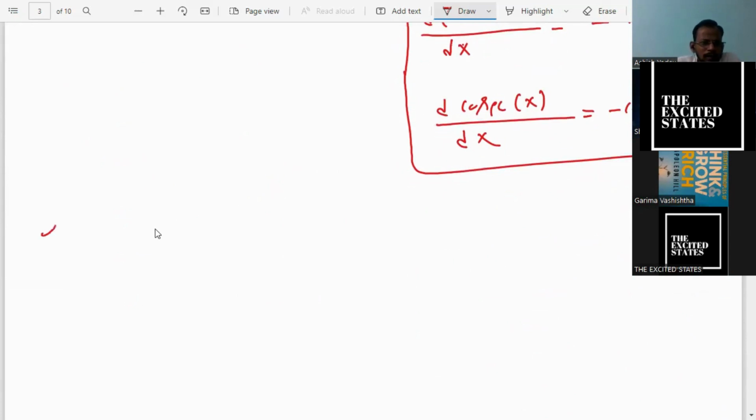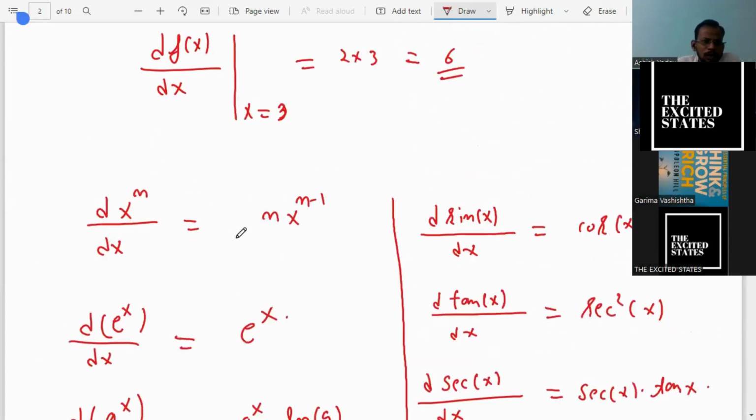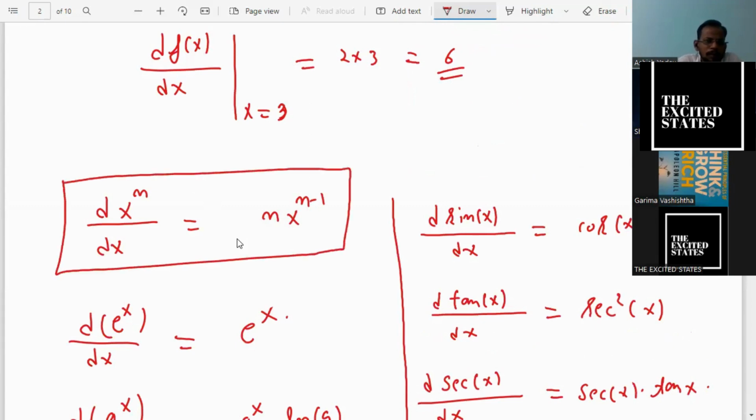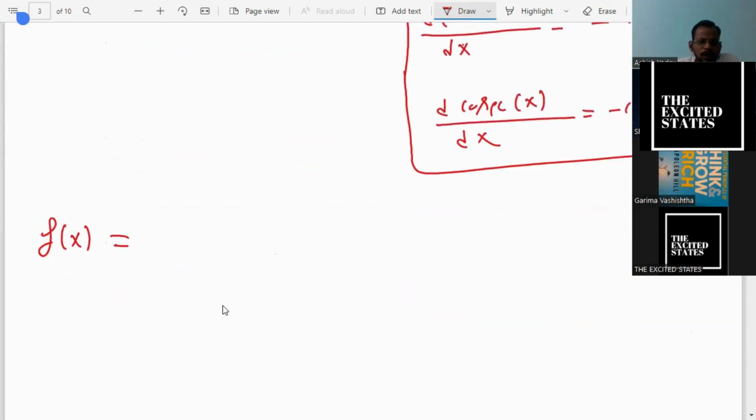Now I am giving you a function and you need to tell me the derivative. First I will take an example on this first formula. Derivative of x raised to the power n equal to n x raised to the power n minus 1. Let me take one example on this formula. Find the derivative of, let's suppose, x raised to the power 3 over 2.